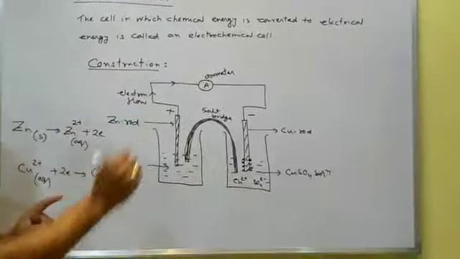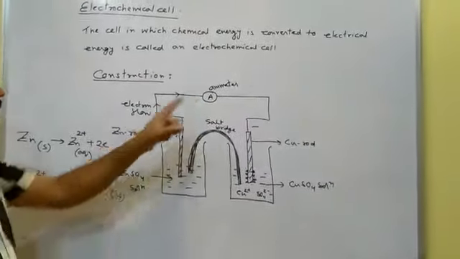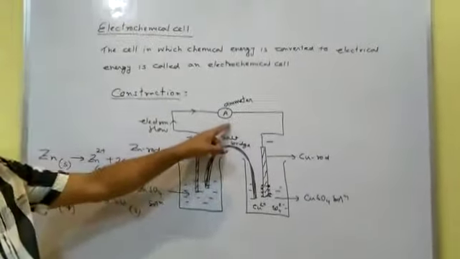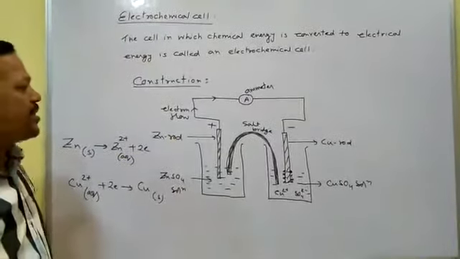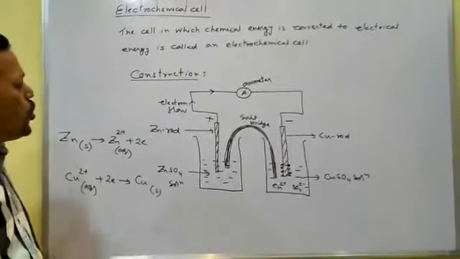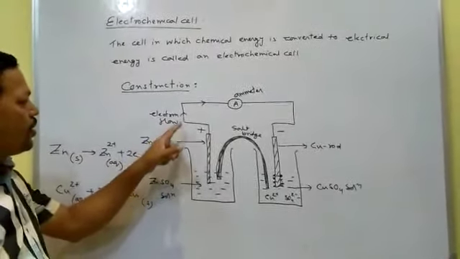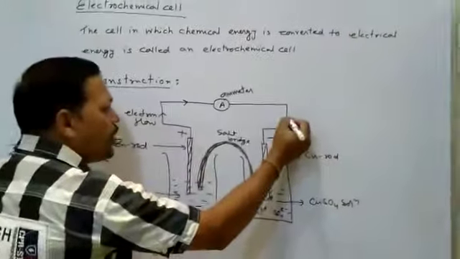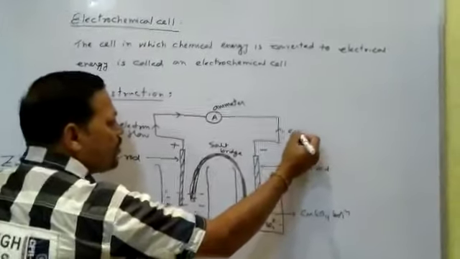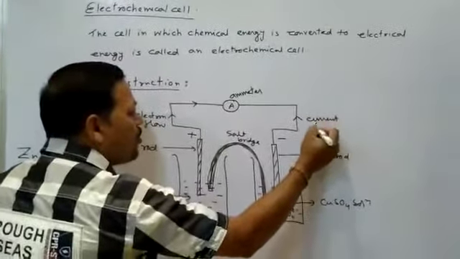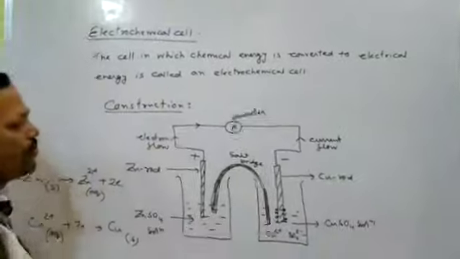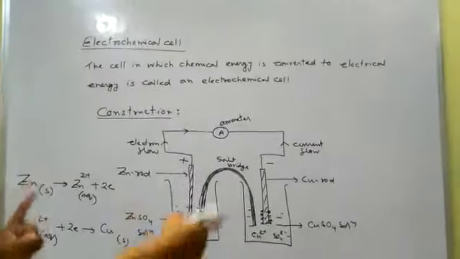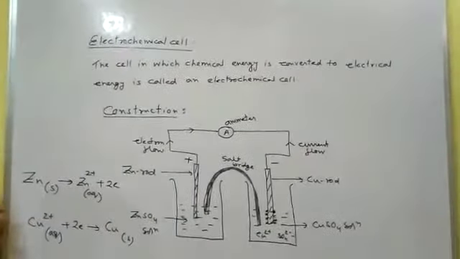When this flow of electrons takes place, this ammeter will show some deflection, which indicates the production of electricity. But one thing you should know: since the electrons flow from anode to cathode, the current will flow in the opposite direction. This is the direction of current flow. I mean, current will flow from cathode to anode. The direction of electron flow and the direction of current flow are opposite.